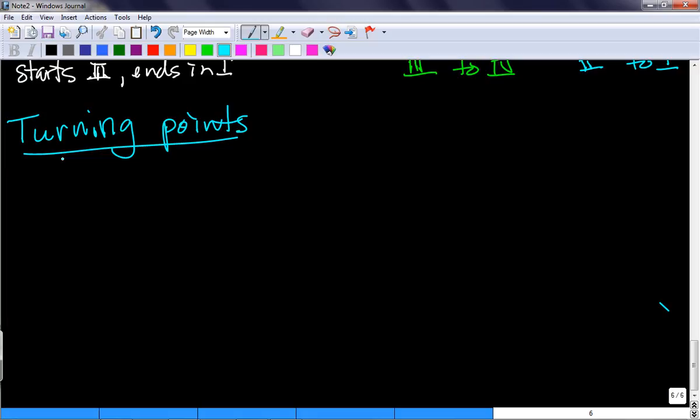Okay, turning points. A turning point, folks, on page 381, it says a turning point is anywhere on the graph of a function where it changes from increasing to decreasing or vice versa. For example, this curve has two turning points since the y values change from decreasing to increasing and then to decreasing again. So, turning points.